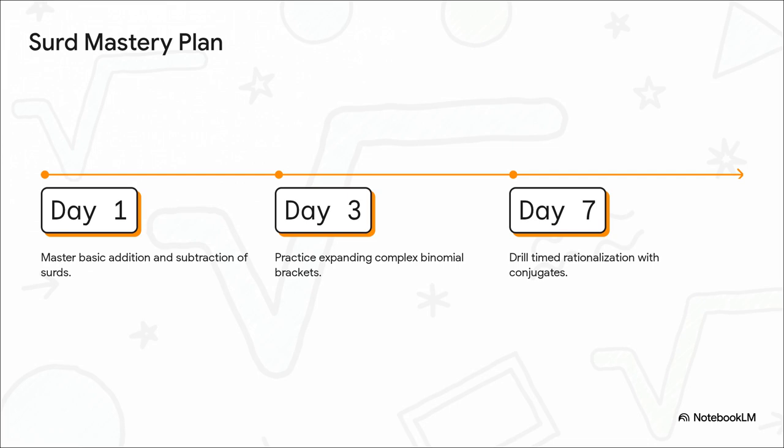Day 1. Go back to the absolute basics. Master the addition and subtraction of surds. Day 3. Step it up. Spend some time practicing expanding brackets using that FOIL method we just used, specifically with complex binomial surds. And day 7, the ultimate test. Drill full rationalization problems using conjugates, but do it under timed conditions. You won't have all day in the actual exam, so consistency and speed are absolutely key here.